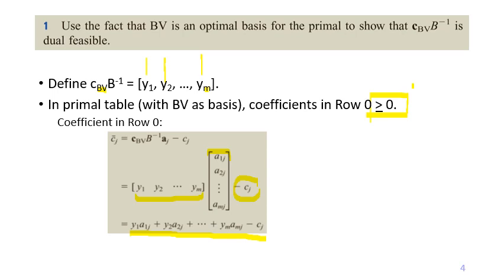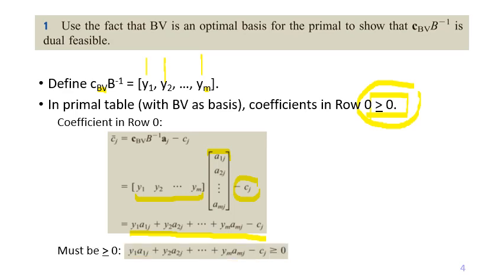We know that this must always be greater than or equal to 0, because in the maximization optimal table, the coefficient of row 0 must be greater than or equal to 0. So for all variables j, they must all be greater than or equal to 0. This is the requirement for the optimal table of the primal problem.